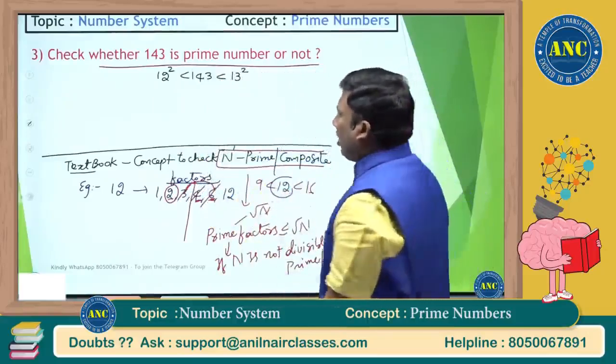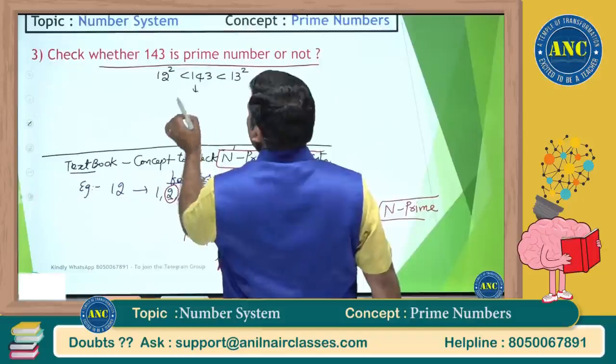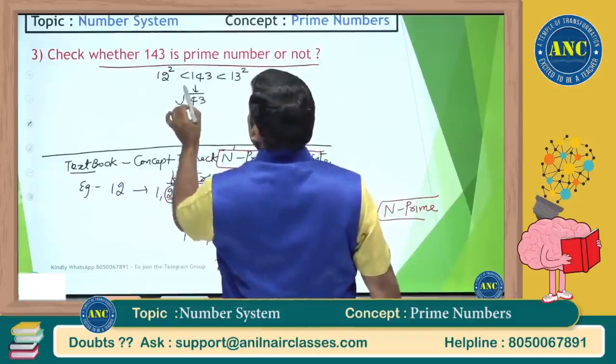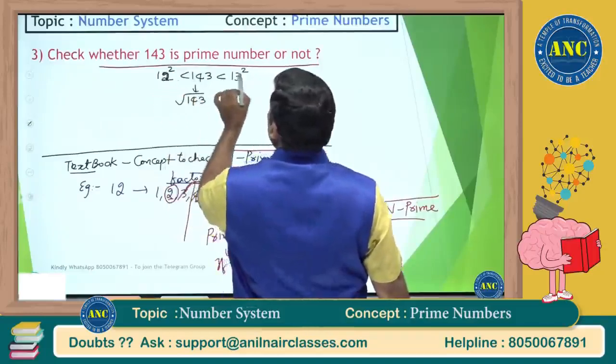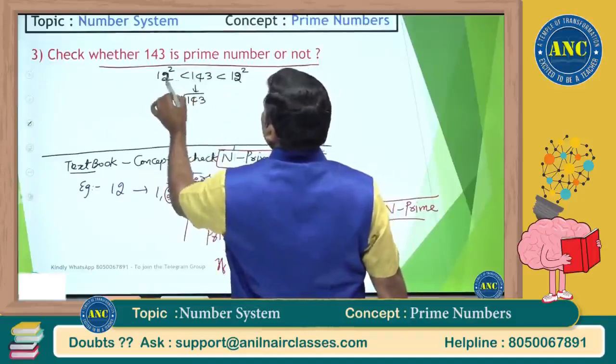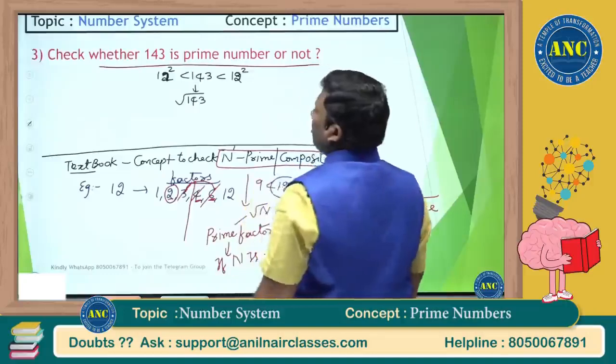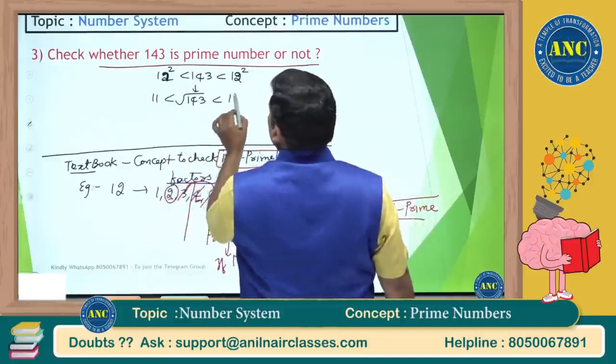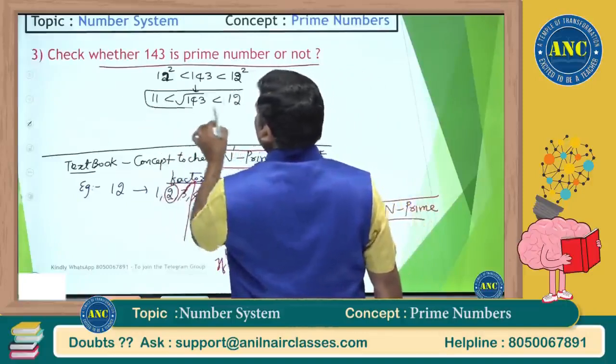Then take the root of n. Root 143. Sorry, it is between 11 and 12. 11 square is 141, 12 square is 144. It lies between 11 and 12.